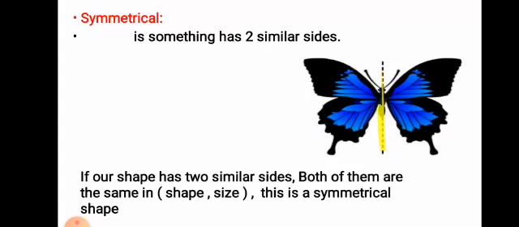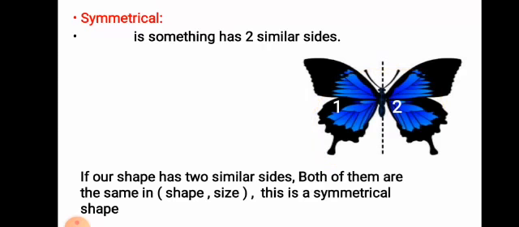Today we will start to talk about symmetrical and asymmetrical. So, are you ready? First of all, we need to know what the meaning of symmetrical is. Actually, symmetrical is something that has two similar sides.